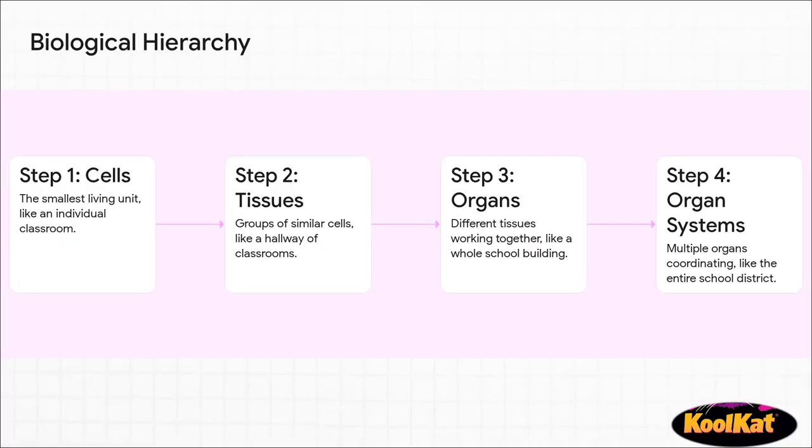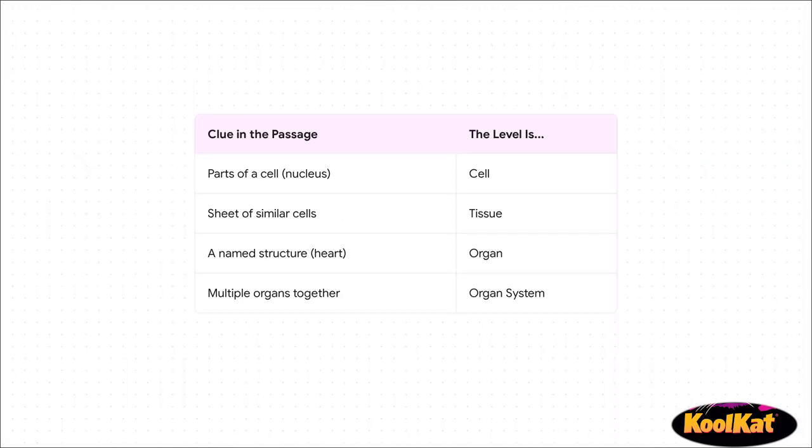Think of it like a school district. Seriously. Cells are the individual classrooms. They're the smallest unit where all the action happens. Then you have tissues. Tissues are like the hallways that connect similar classrooms. They're groups of cells doing a similar job. Organs? That's the whole school building itself, made of different tissues, like your heart or your lungs. And finally, organ systems. That's the entire school district, with multiple schools or organs all working together, like your whole circulatory system. See? Simple.